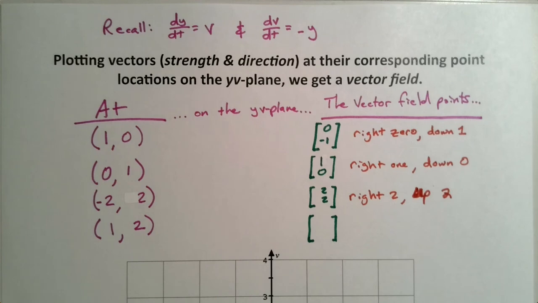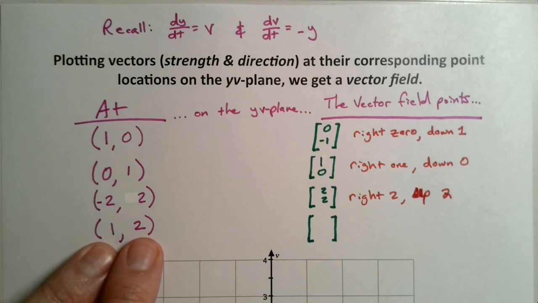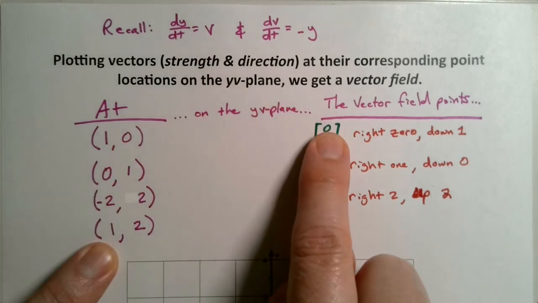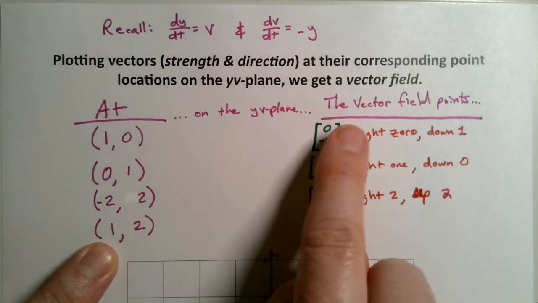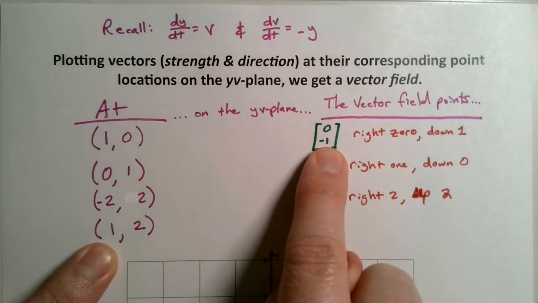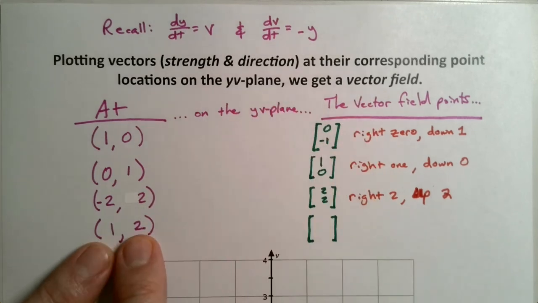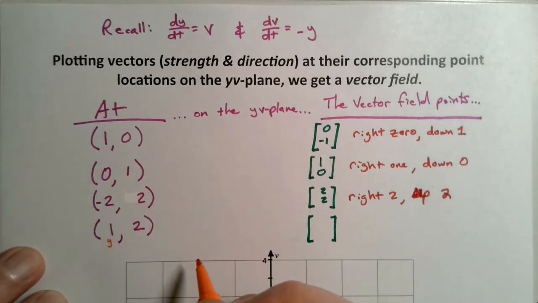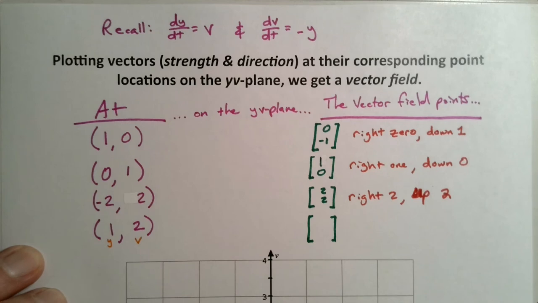But what about some other point? What about the point (1, 2)? Well, at the point (1, 2), we could plug that back into our matrix equation. But remember what the matrix equation is telling me. The matrix equation tells me the value of dy/dt and the value of dv/dt. And so we can just use these two as coordinates up here and say, well, this is the y value that we're plugging in, and that's the v value that we're plugging in.